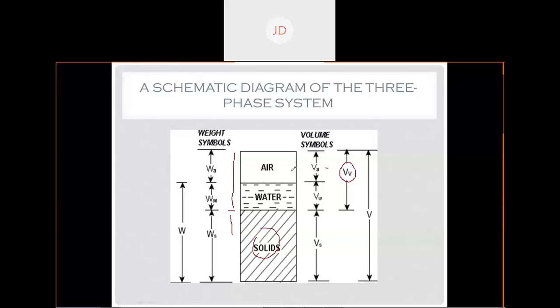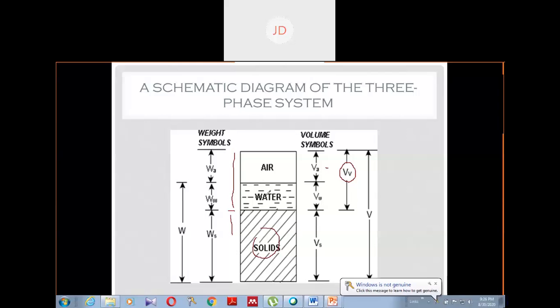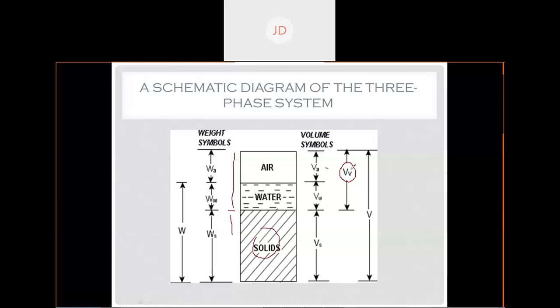Now suppose this is a fully saturated soil, then what will happen? The whole void will be filled with water. Then the total volume of void will be equal to the volume of water, because there is no space for air. Now for dry soil, the whole void will be filled with air only. There is no space for water. Then the volume of void is equal to the volume of air. So volume of void will be equal to volume of air, or volume of water, or the summation of both. It depends on what type of soil it is, whether dry, fully saturated or partially saturated. Now can you understand?